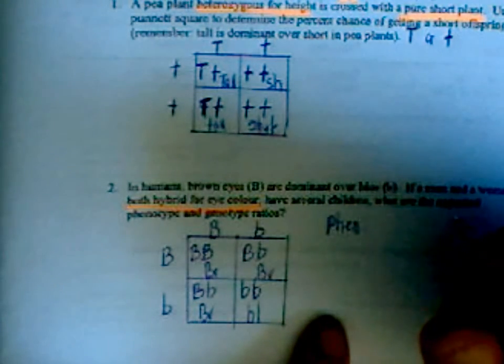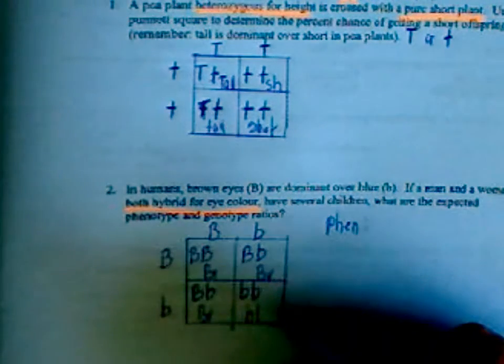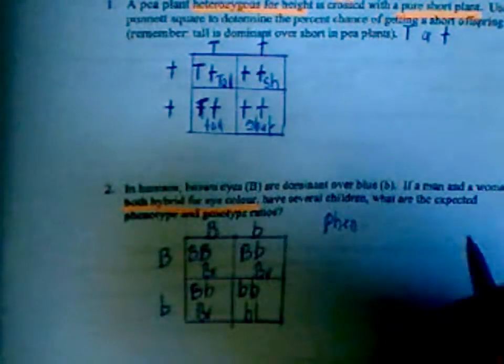And they want the genotype and phenotype. So it's easiest doing phenotype first because we already have them. You can give them ratios or you can give them percentages, whatever you like. So what do we have? 1, 2, 3 out of 4, 75% brown, 25% blue.